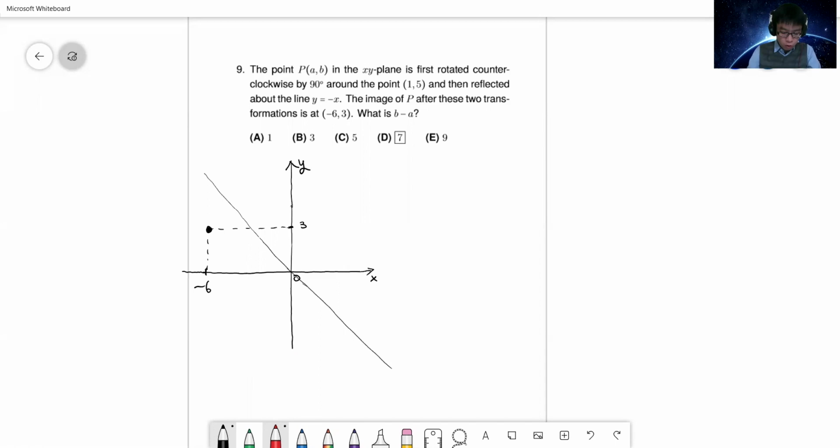So it will go to the value minus 3, 6. This point is the result after one transformation. And then we should go backward again by rotating this point about the point 1,5 by 90 degrees. But this time we should do clockwise. Let me mark the point 1,5.